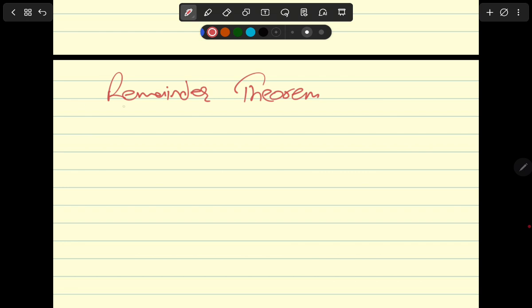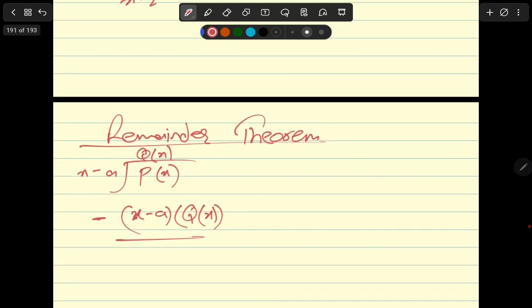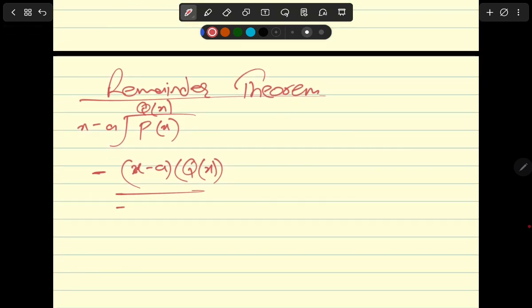It states that if a polynomial p of x is divided by x minus a, and let's say the quotient is q of x, so this is x minus a times q of x, and once you subtract it, the remainder that you get here is actually p of a. And where does this a come from? It comes from when you equate the divisor to 0 in order to get x is equal to a. So this is the remainder theorem.